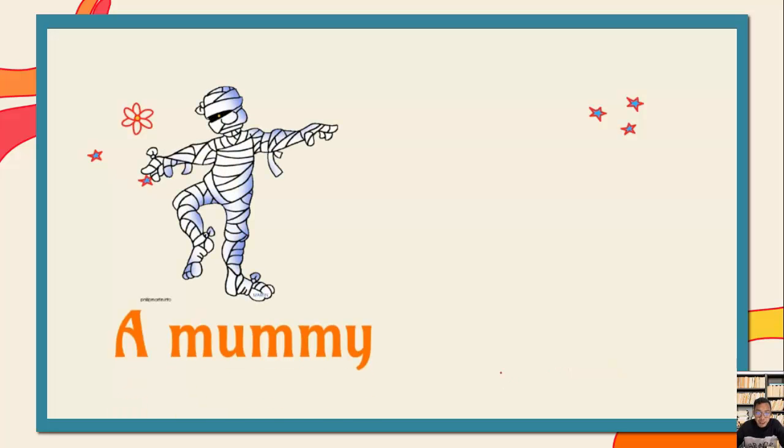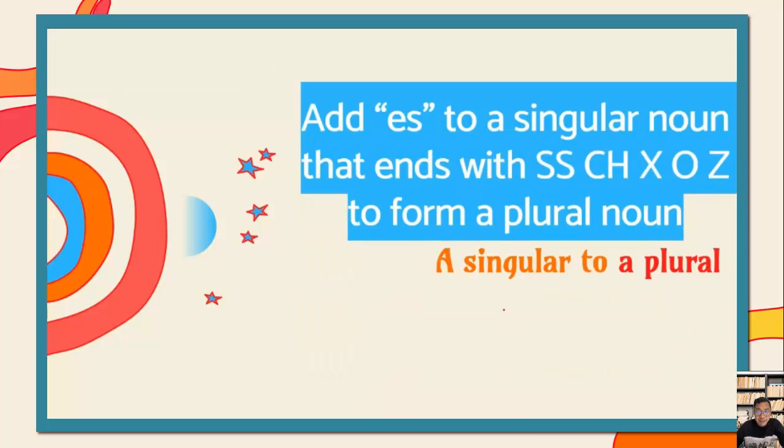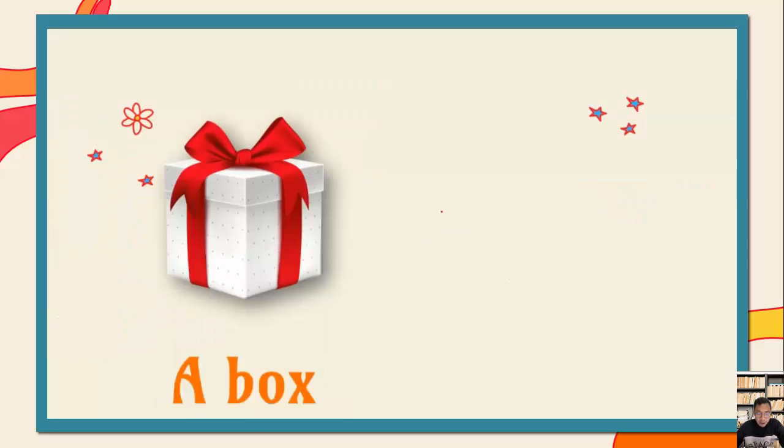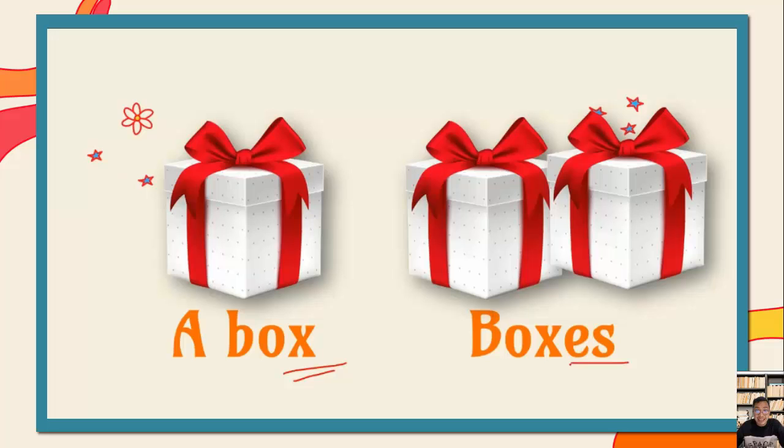Next, mummy, one mummy. So we drop y out and put ies to make it a plural noun. Next, add es to a singular noun that ends with ss, ch, x, o, z to form a plural noun. For example, a box, so ending with x, we put boxes, es.